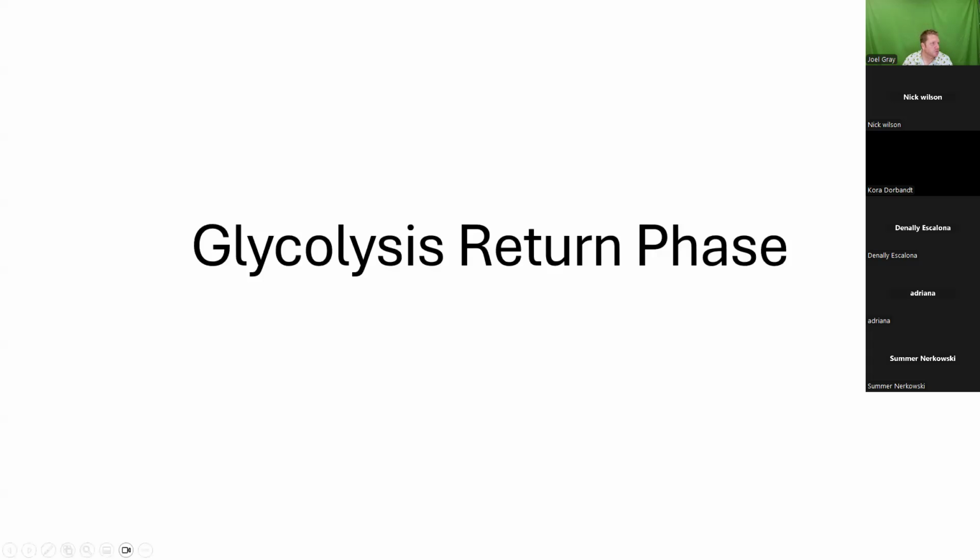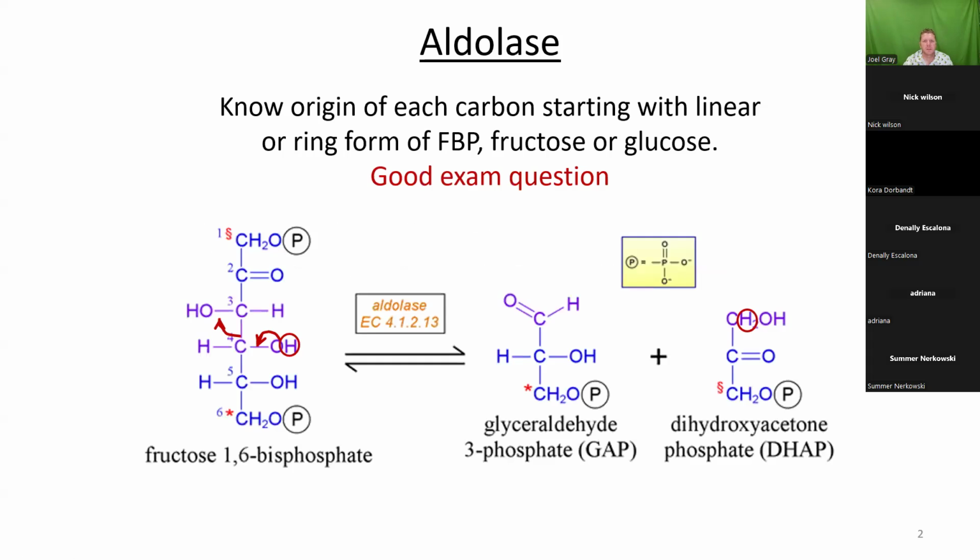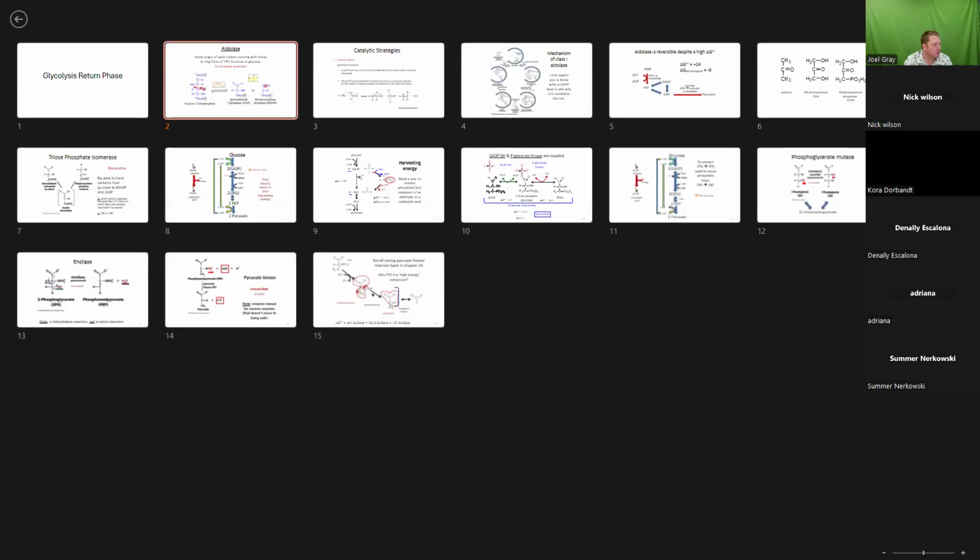The process of glycolysis, or the phase of glycolysis, is known as the return phase, or the payoff phase. So the first enzyme that we see in glycolysis is simply known as aldolase. Now, aldolase is an enzyme.